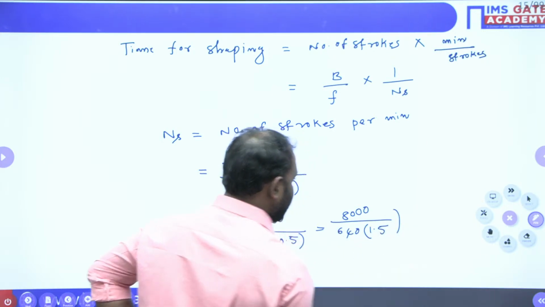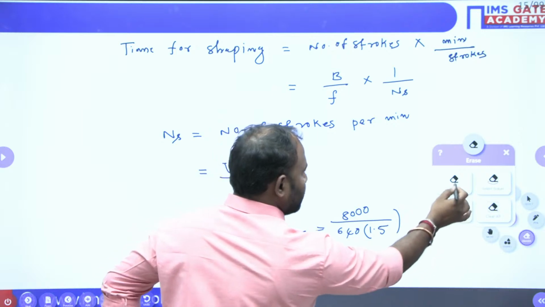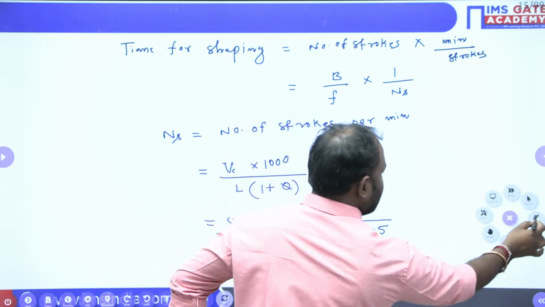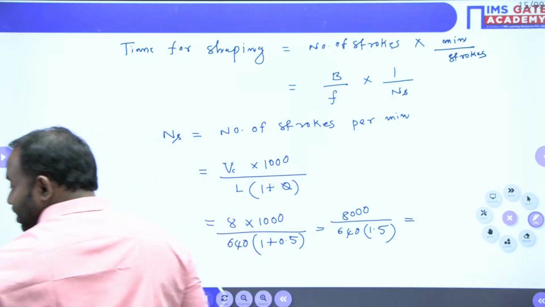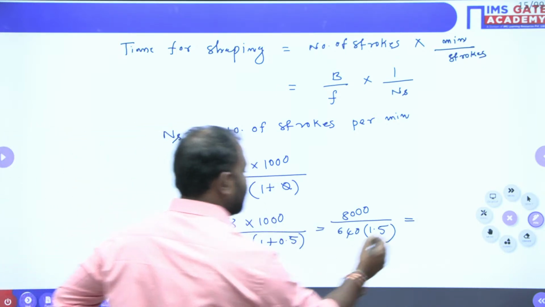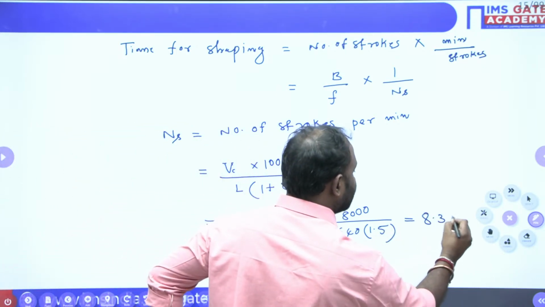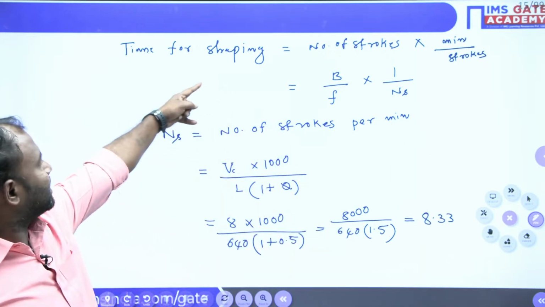That is equal to the number of strokes per minute. You are going to get 8.33. Now let us calculate the time for shaping.